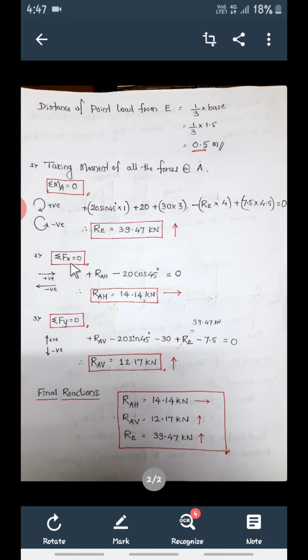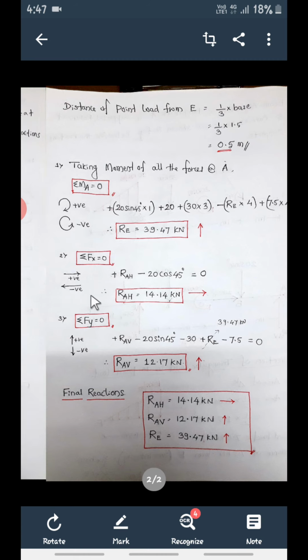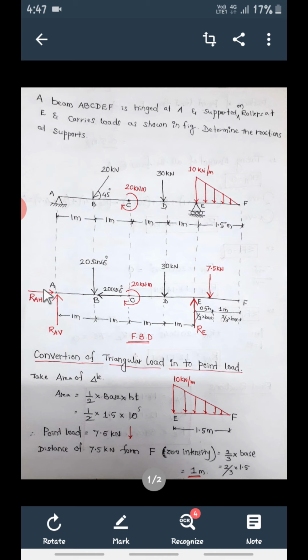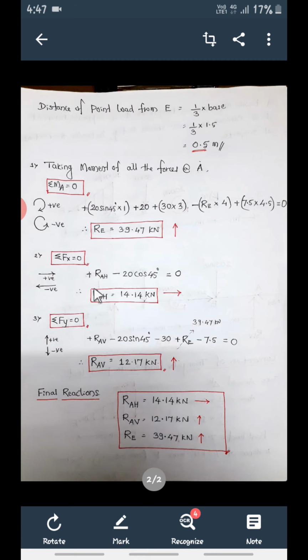Now use the second equation, that is summation Fx is equal to 0. That is, summation of all the horizontal forces is equal to 0. Horizontal forces only. See the sign convention. This direction is positive; if the force is acting in the opposite direction, it is negative. So how many forces? Summation Fx, x direction. This is plus RAH. So minus 20 cos 45 plus RAH minus 20 cos 45. So those will be the forces.